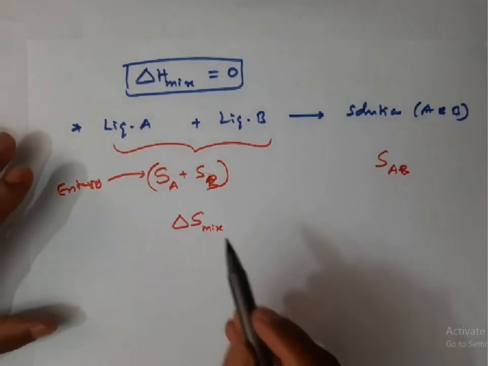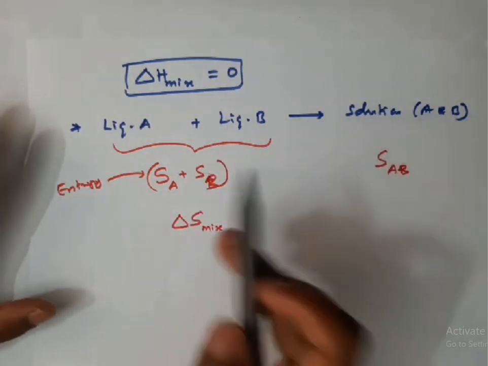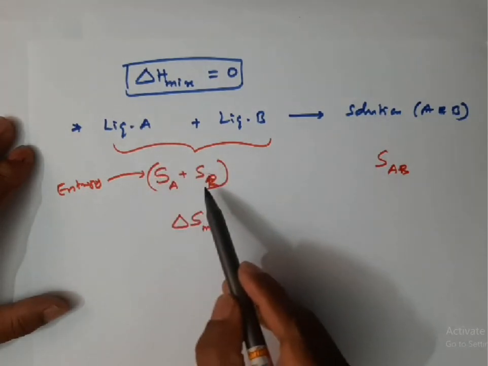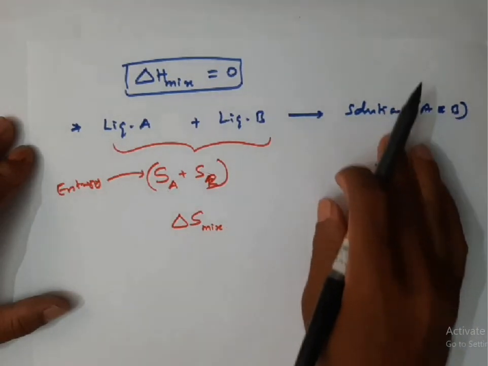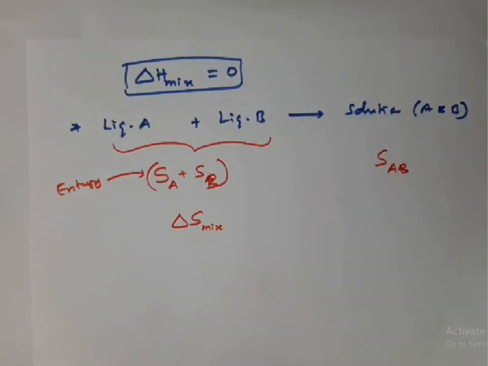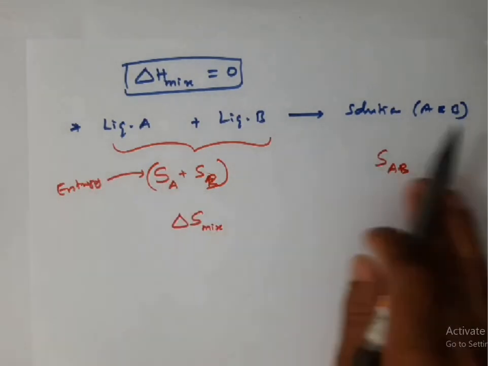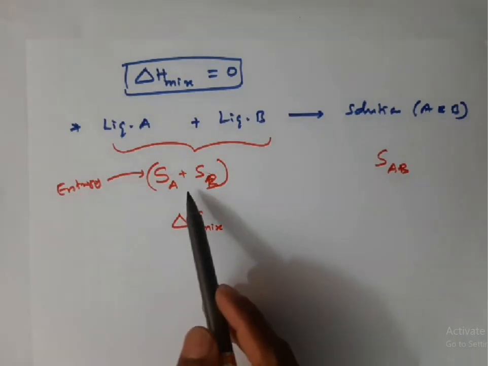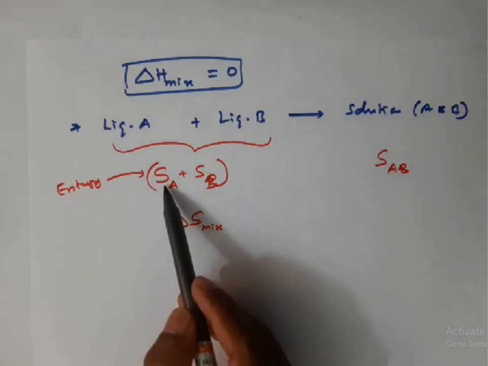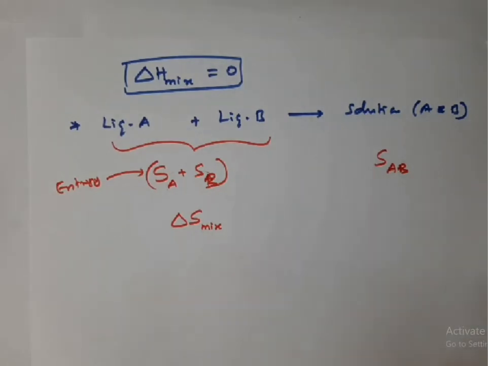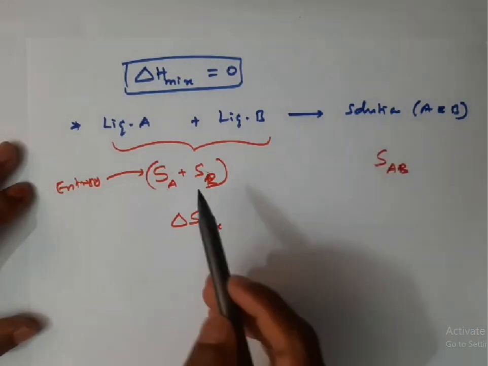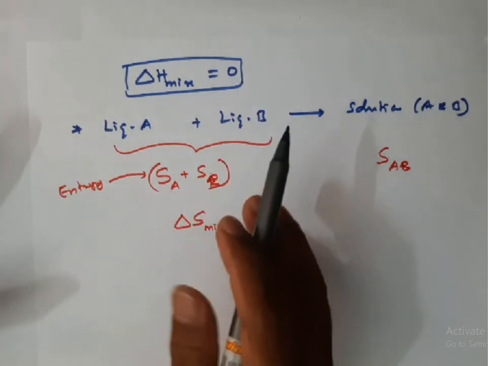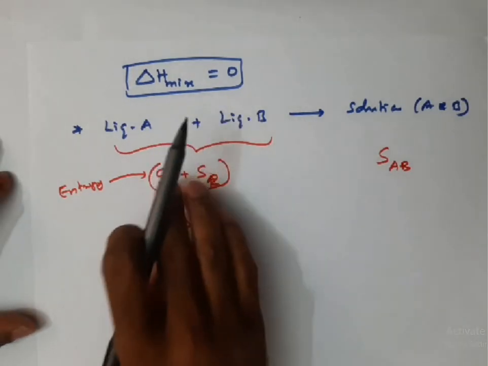So here, delta S mixing, listen carefully. Before mixing the total entropy is SA plus SB. After mixing the total entropy is SAB. But here, since forces of attraction are the same, what will happen is related to the number of molecules. Here we have separate A and separate B, so the number of molecules is less, therefore the total entropy will be somewhat less.